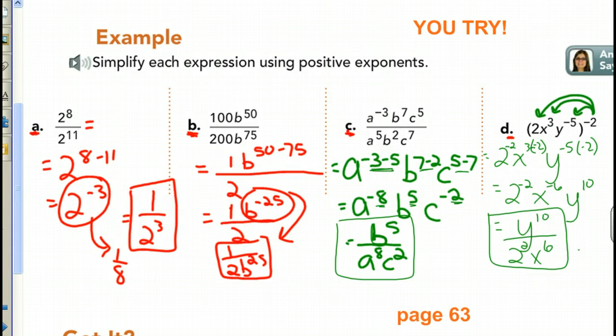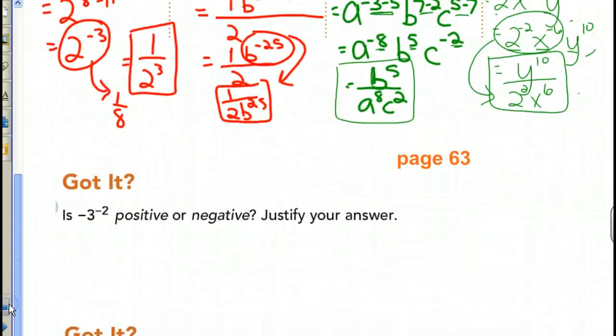Over here, we first had to distribute this negative 2 to all of the factors, to 2, to x cubed, and to y to the negative 5th. You should have gotten 2 to the negative 2 times x to the negative 6 times y to the 10th. And of course, we keep the y to the 10th on top, and we move all of this down to the bottom. All right. So hopefully you got those right.